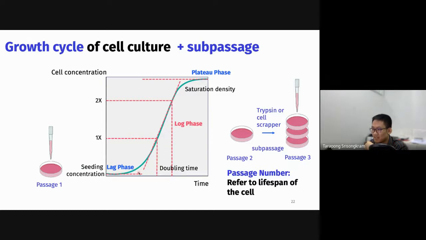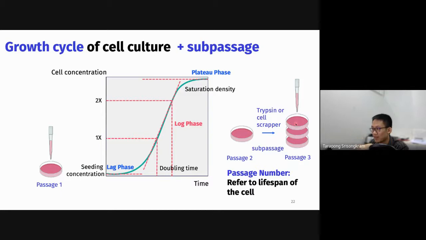In this log phase, the cells can propagate and proliferate with a doubling time. It means that you culture for the same time, but you can get two times higher cell concentration. We call it the log phase. And after the cells grow fully and cover the plate, so there is no area left to grow, the cells will go to the plateau phase, which is the saturation of the plate. And at this point, if we don't subculture, the cells will die.